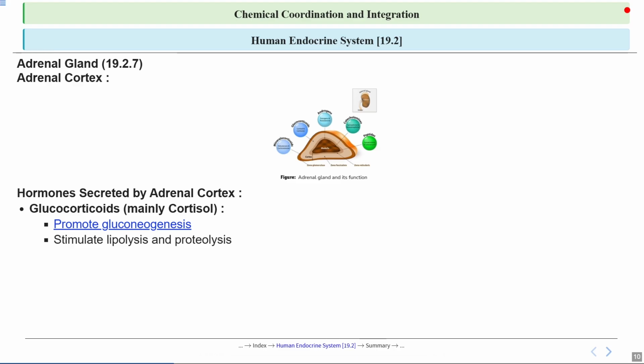So proteolysis involves the digestion of proteins into amino acids, mainly occurring in the stomach and small intestine with the help of enzymes like pepsin and trypsin. So these processes are crucial for providing energy and building blocks for cellular functions.